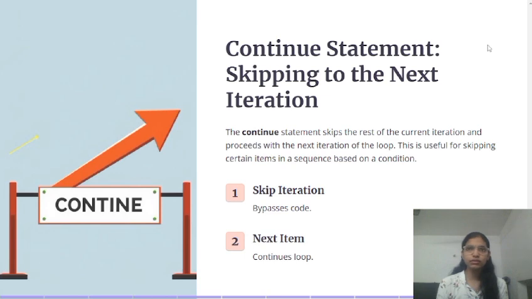Continue statement is used to terminate an iteration. So as you can see, the continue statement skips the rest of the current iteration and proceeds with the next iteration of the loop. This is useful for skipping certain items in a sequence based on a condition. And that's about continue statement. As we can see, there's a difference between break and continue statements. That is, break statement terminates a loop prematurely and continue statement skips an iteration. And that's all about jumping statements.